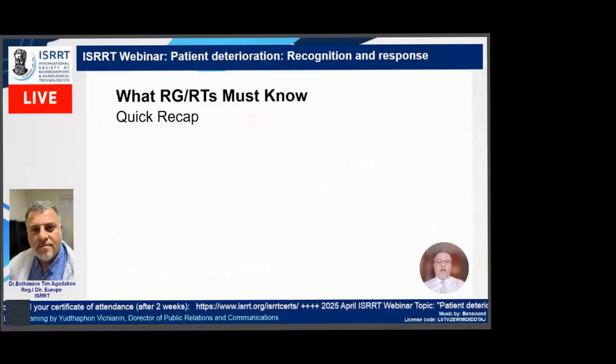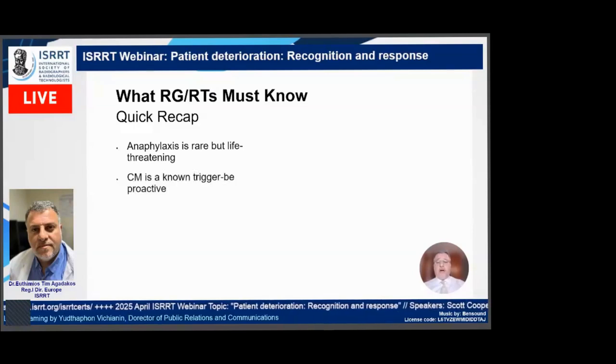Okay, so let's recap the key points, what a radiographer, radiological technologist needs to know. Anaphylaxis may be uncommon, but when it happens, it's urgent and dangerous. Contrast media, especially iodinated agents, are known to trigger it. You can't eliminate the risk of anaphylaxis. Being proactive can make all the difference. Minimize exposure and stay prepared for the unexpected.